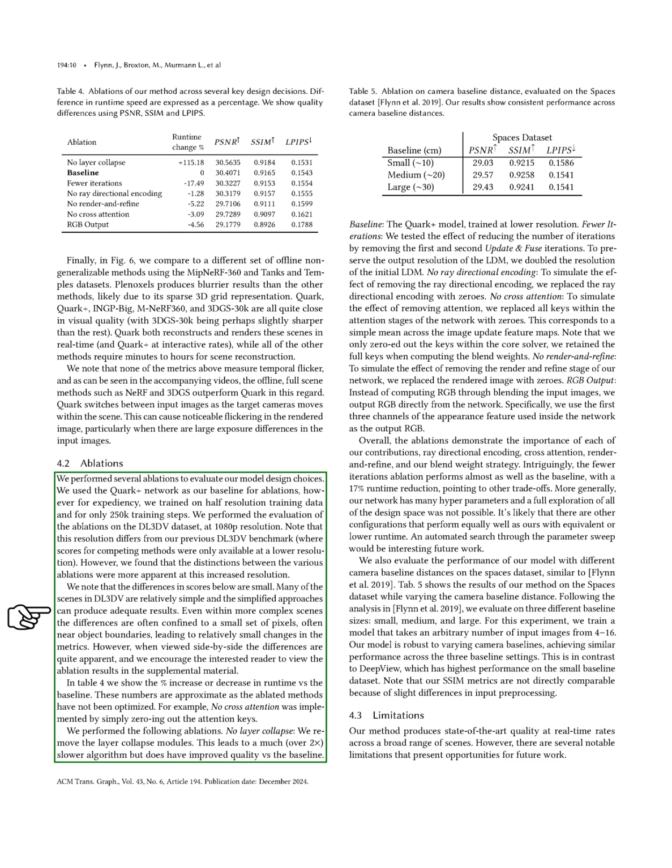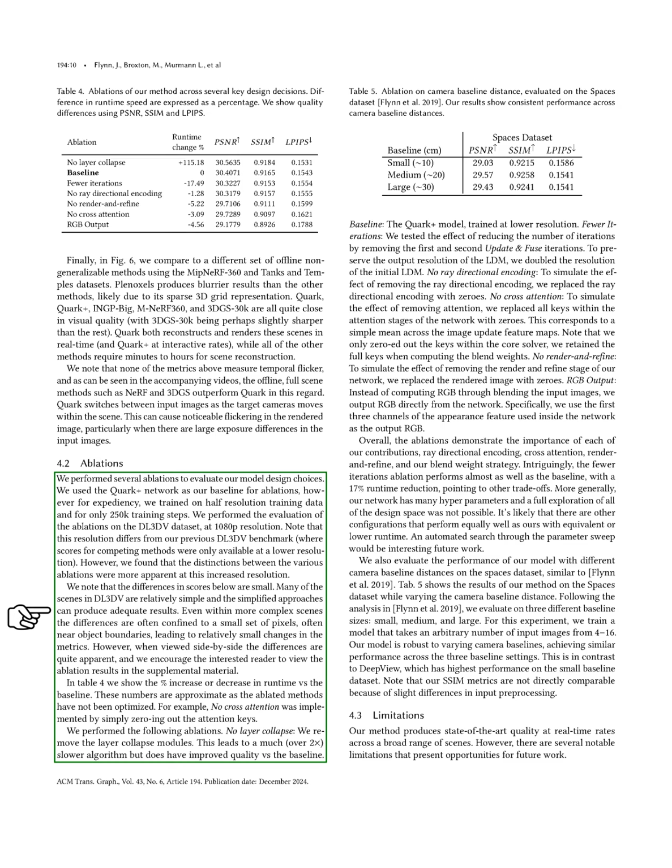We present the percentage change in runtime compared to the baseline in a table, noting that these figures are approximate since the ablated methods were not fully optimized. For instance, in the no cross-attention ablation, we simply set the attention keys to 0. We performed the following specific ablations. 1. No layer collapse. We removed the layer collapse modules, which slowed the algorithm significantly but improved quality.